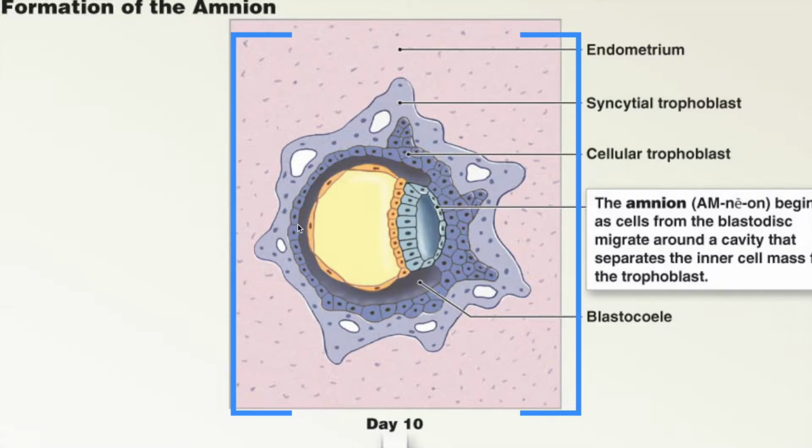In yellow, we can see the yolk sac. This forms as endodermal and mesodermal cells spread out around the edge of the blastocyst. This is visible 10 days after fertilization and is the first definite sign of pregnancy that you can see on an ultrasound.